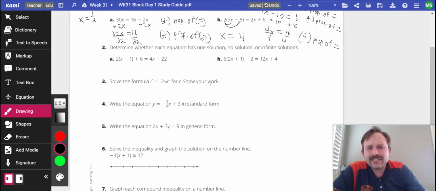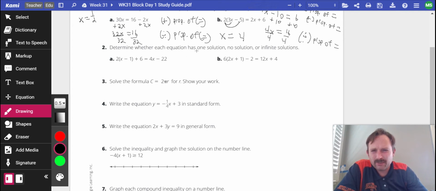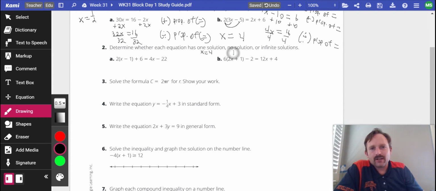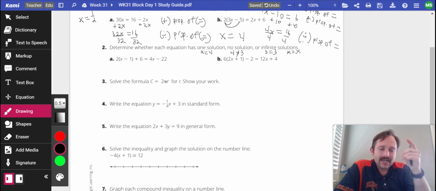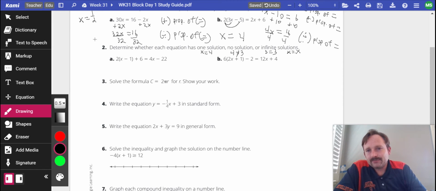Now this is determine whether each equation has one solution, no solution, or infinitely many solutions. So one solution is where x is equal to a number, like 4, 5, 6, just one of them. No solution is where when you isolate it, you get like 4 is equal to 3, because that doesn't work. Infinite solution is where you simplify it all the way down and you get like 3 equals 3 or x equals x. And you're like, when does 3 equal 3? Is this always true or never true? Well, it's always true. So it's infinite solutions. Now, that's a wrong answer. It should be all real numbers is the answer, but that's more of a next year type of deal.